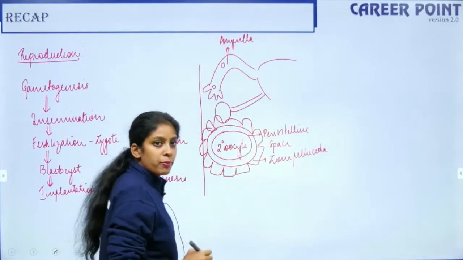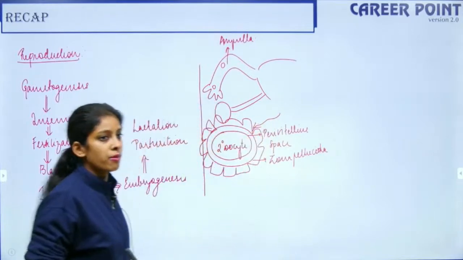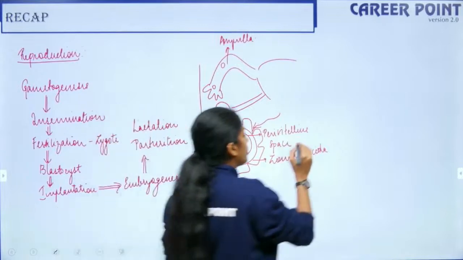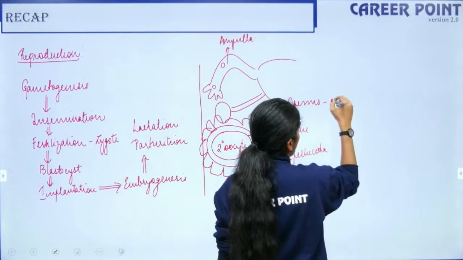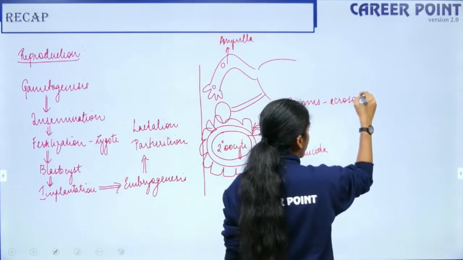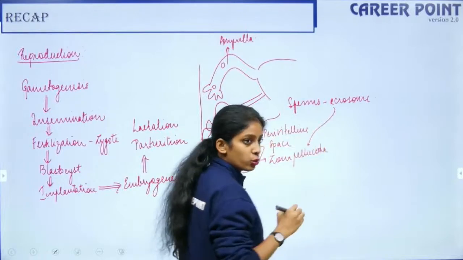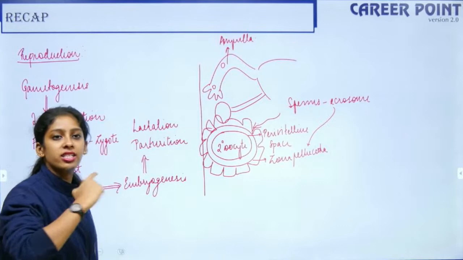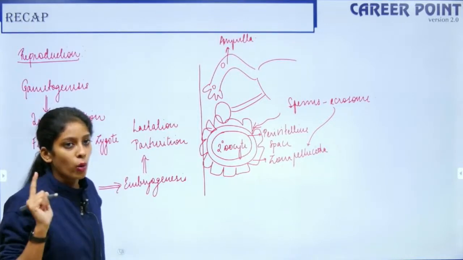Now what happens? A sperm comes here. When the sperm comes and interacts with your zona pellucida, the sperm has what is known as acrosomes. The acrosome of the sperm changes the membrane permeability of the zona pellucida so that it does not allow any other sperm to enter the ovum. One ovum is fertilized by one sperm.